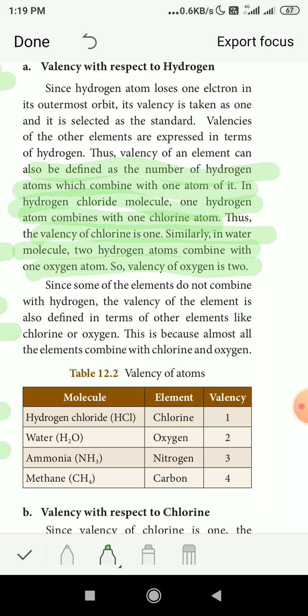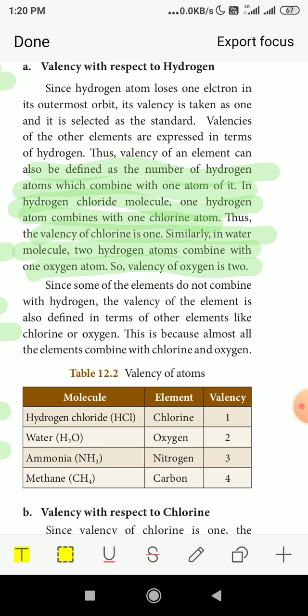Some elements do not combine with hydrogen. The valency of such elements is defined in terms of other elements like chlorine or oxygen. Those elements which do not combine with hydrogen tend to combine with chlorine or oxygen. So on that basis, we state the valency for the other elements. This is because almost all elements combine with chlorine and oxygen. Those that do not combine with hydrogen most probably combine with chlorine and oxygen.